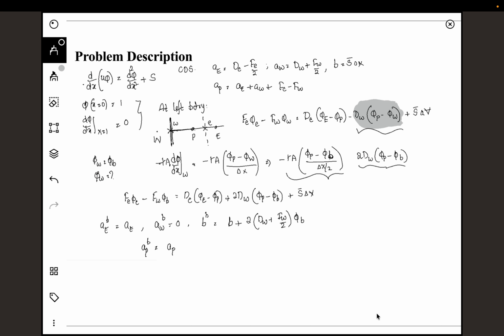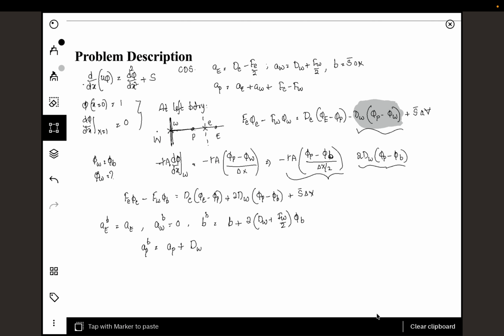But now because we have a half cell, we have an additional contribution that is coming into the picture that we have to take into account. So that additional thing will also get added here, just to take care of the Dirichlet condition. So this is how the boundaries change in case of Dirichlet condition.